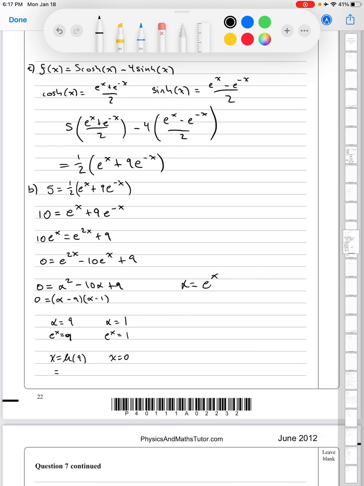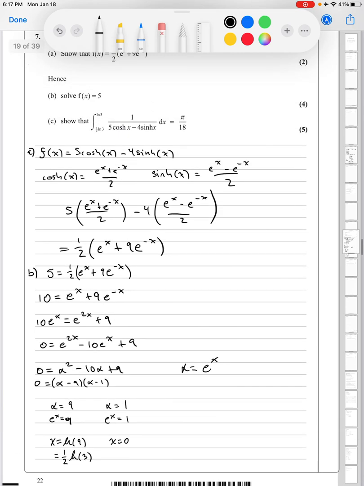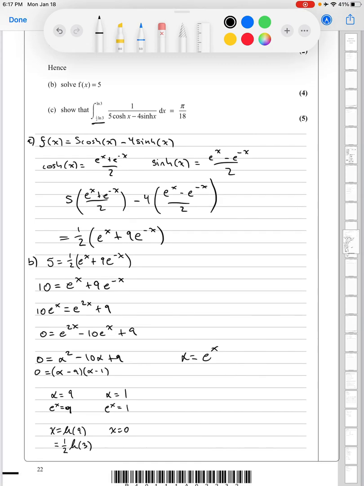Although you'll notice that in part C, they're actually using this one as well, but they use it as 1/2 natural log of 3. But you don't actually need that. It's not important here at all. Okay, that's part A and part B. No integration so far, just kind of a review of hyperbolics, how those work.